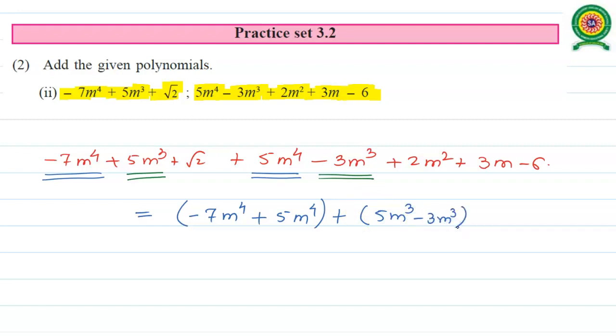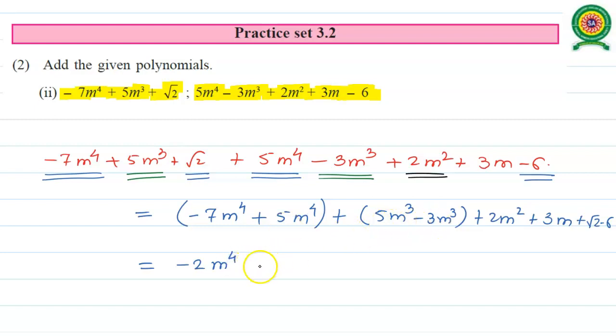Now look at the m term and the m square term. We have a single m square term, so I am writing it as it is, 2m square, and as it is 3m. Now look at the constants. We have root 2 and minus 6, so I am writing plus root 2 minus 6. Try to add them. Now minus 7 plus 5 we have minus 2m raised to 4 as it is.